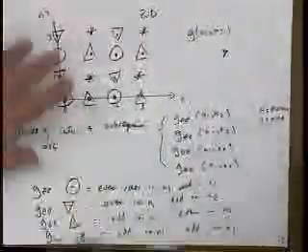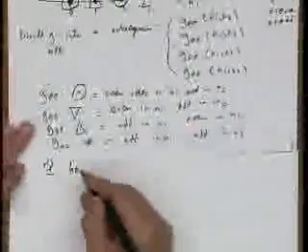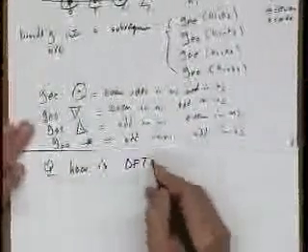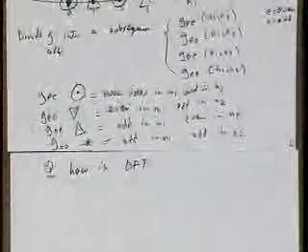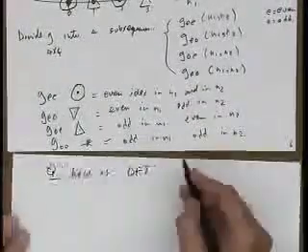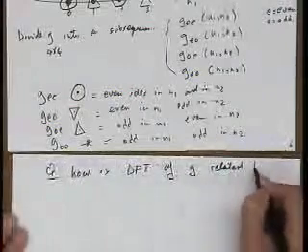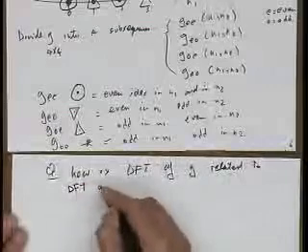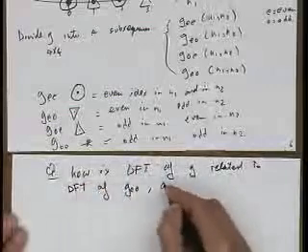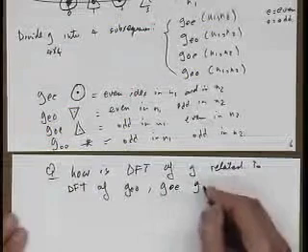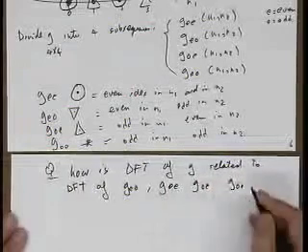Okay, so if you can roll up just a little bit. So the question is, how is the DFT? Remember, at the end of the day, FFT is just a method to compute DFT, right? So how is the DFT of G related to the DFT of GEO, GEE, GOE, and GOO?